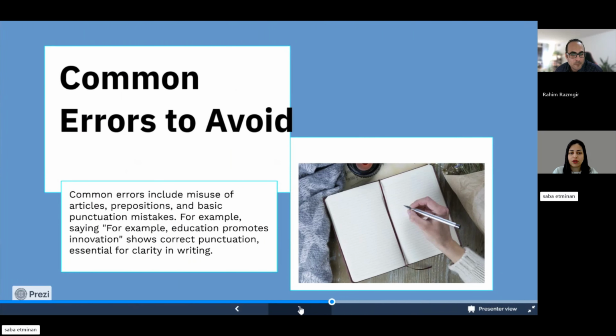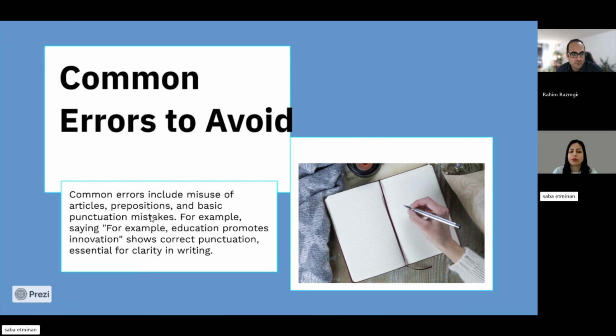And the common errors, of course, here in more detail: misuse of articles, prepositions. I forgot to talk about prepositions, and basic punctuation mistakes. Punctuation is also important here. For example, look at, for example, then we have a comma, then education promotes innovation. It shows correct punctuation, essential for clarity in writing. Sometimes if you just don't put that comma there, the meaning will be, you know, confusing in some ways. So it's also important here.